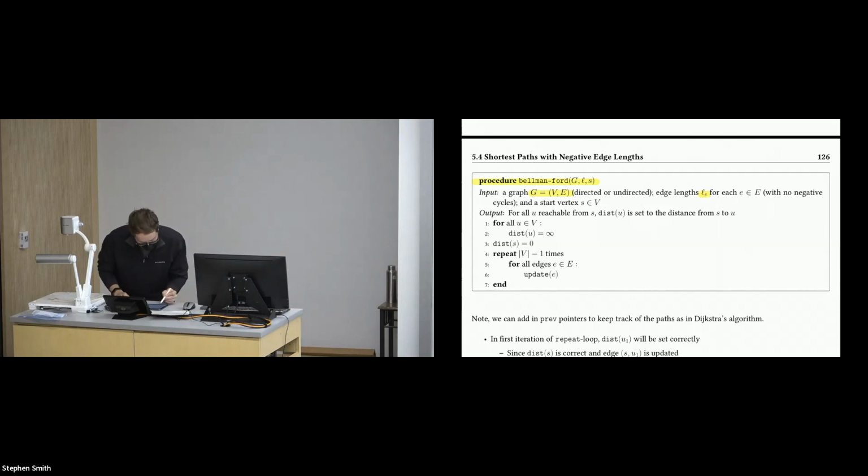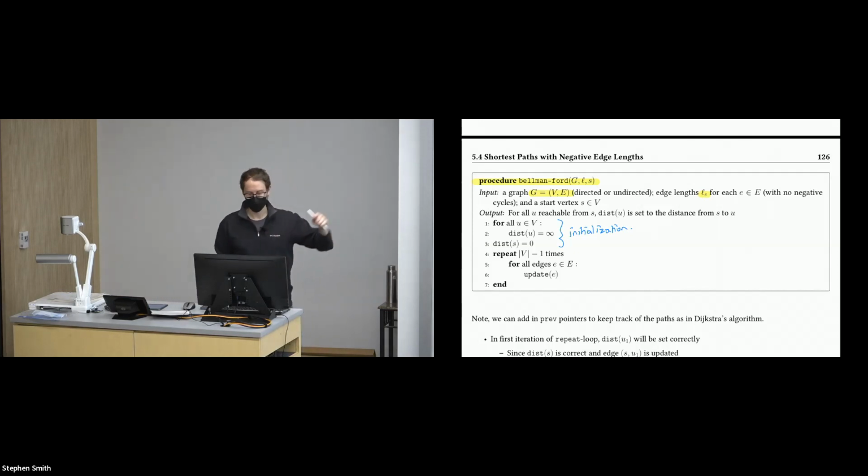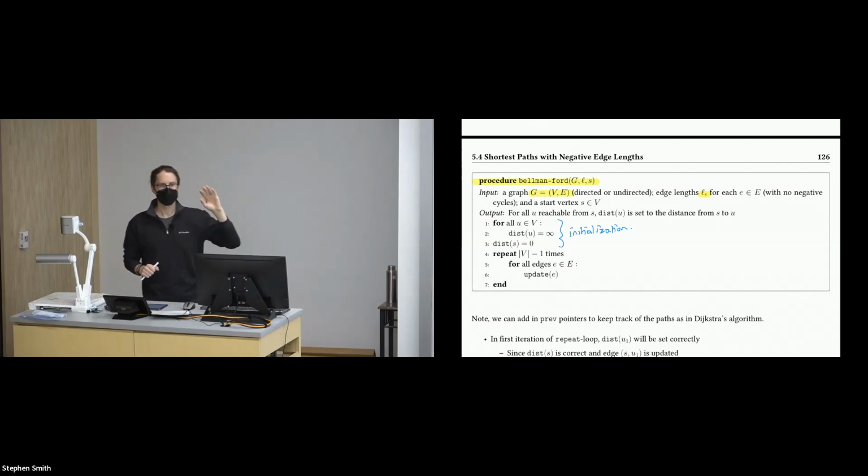But all I do is the same initialization I'm always doing. And then I repeat V minus 1 times because I know that's the longest that a path can be. And I just update all the edges in the graph. So iteration 1, update every edge. I know I got SU1 correct. Iteration 2, do it all over again. I know I got U1, U2, and so I got U2 correct now, and so on. And that's it.